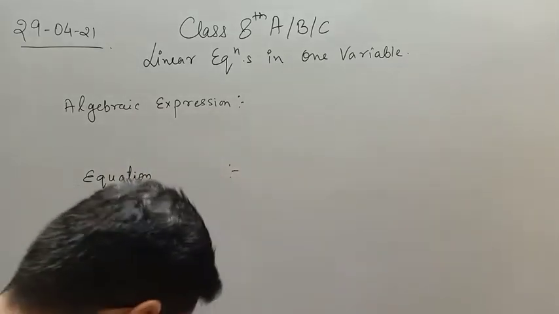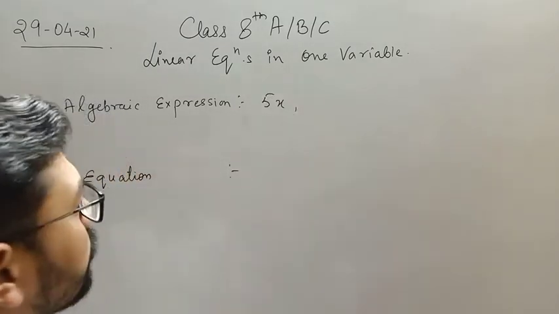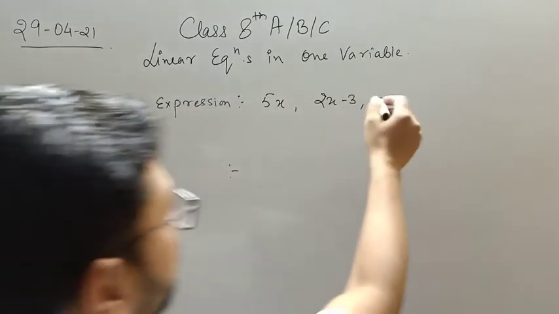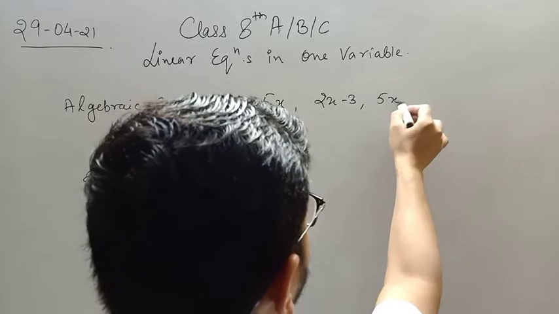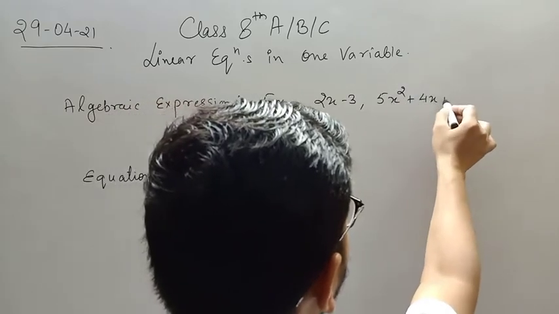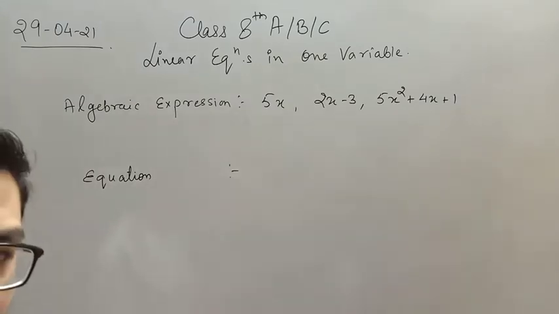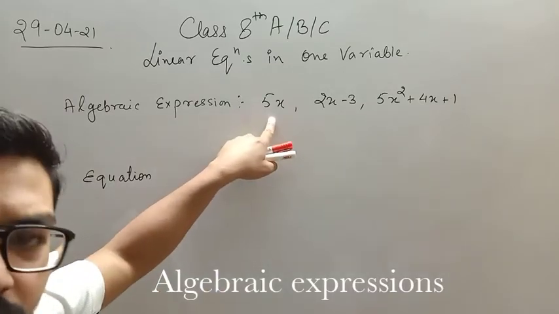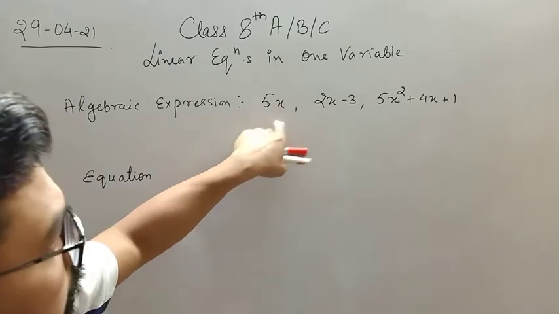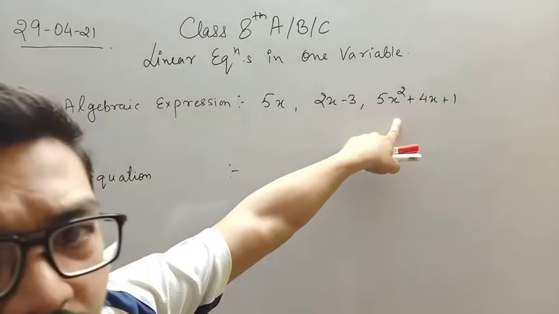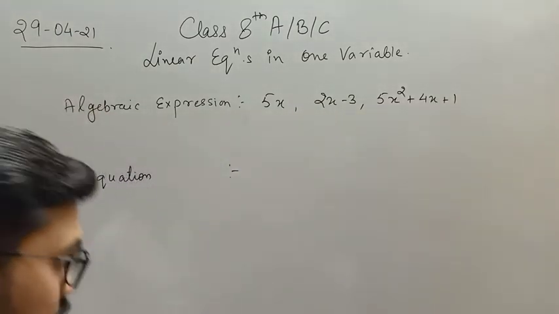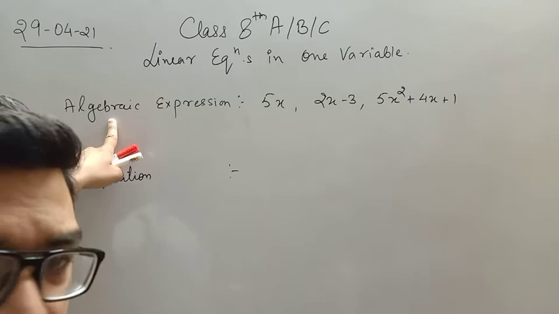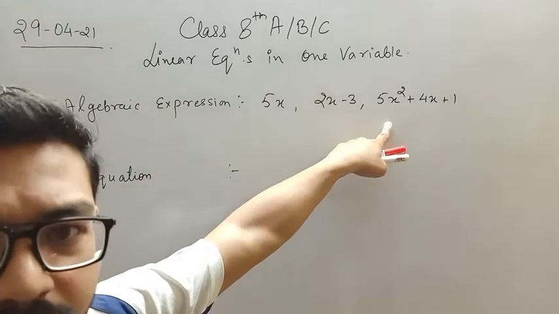So an algebraic expression can be written like this: 5x, 2x minus 3. This is x, okay? 2x minus 3. Let's say 5x square plus 4x plus 1. This is also an algebraic expression. So these are simple examples of algebraic expressions. This is a monomial that you will learn in the next class. This is a binomial and this is a trinomial, or you can say quadratic polynomial. No need to worry about all these terms, but you should know what an algebraic expression is. So these are algebraic expressions in one variable.